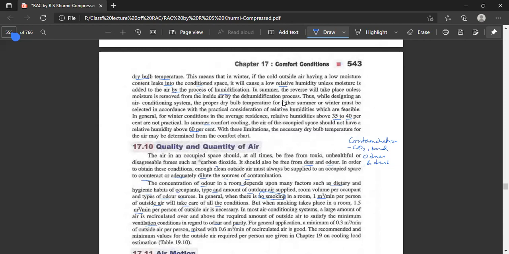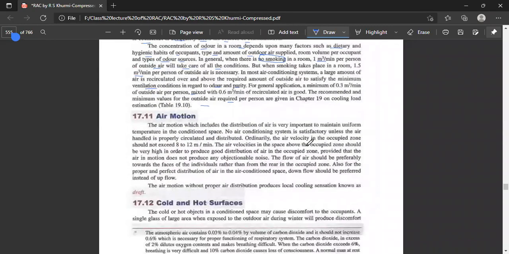The minimum value of outside air is given on the cooling load estimation. Next is the air motion. The air motion, which includes the distribution of air, is very important to maintain uniform temperature in the conditioned space. No air conditioning is satisfactory unless the air handled is properly circulated and distributed. So distribution and circulation is important.